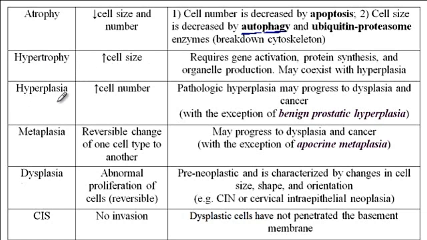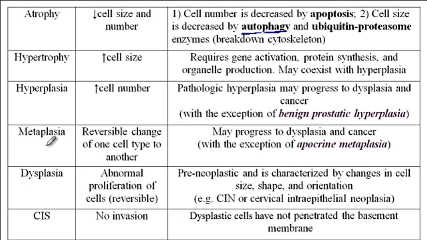The next term is hyperplasia, where there would be increase in cell number. And so if there is pathologic hyperplasia, then there is an increased risk of cancer development. One example, for instance, is endometrial hyperplasia, which can lead to uterine cancer. But then there is an exception, which is benign prostatic hyperplasia, that would never progress into cancer.